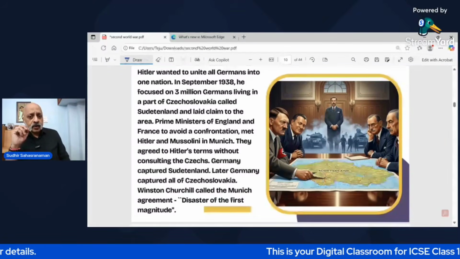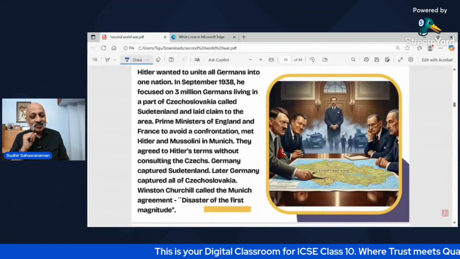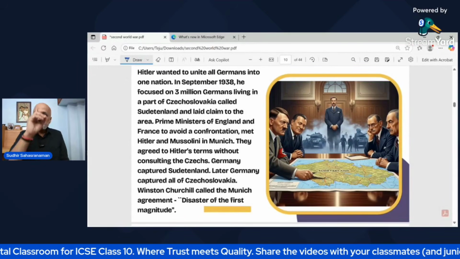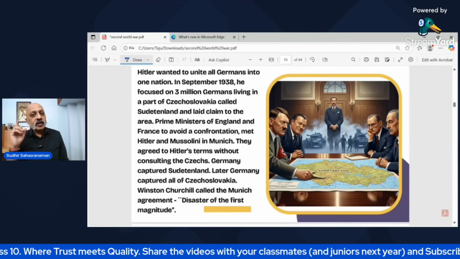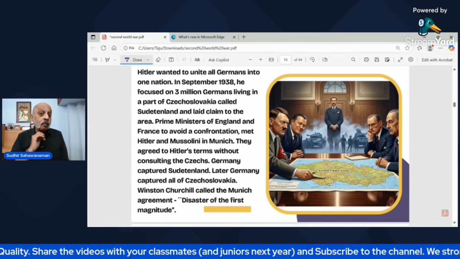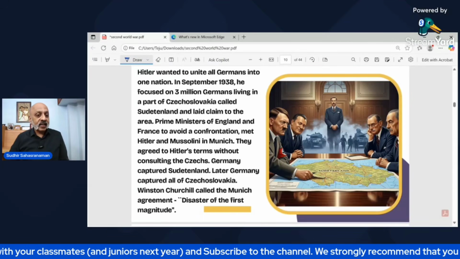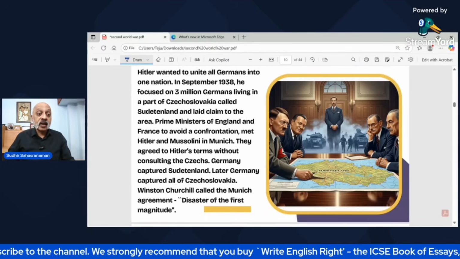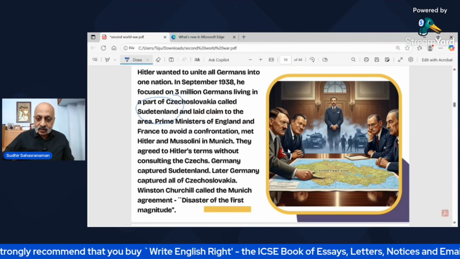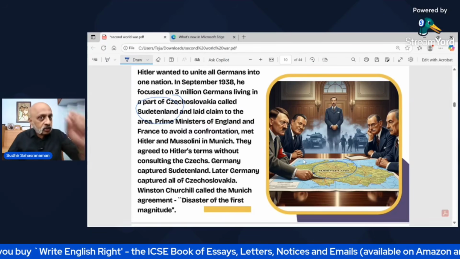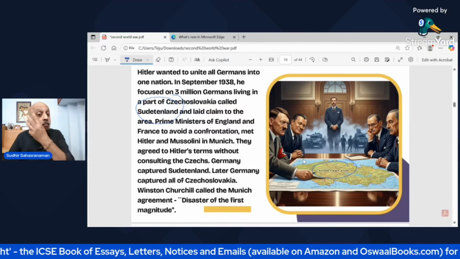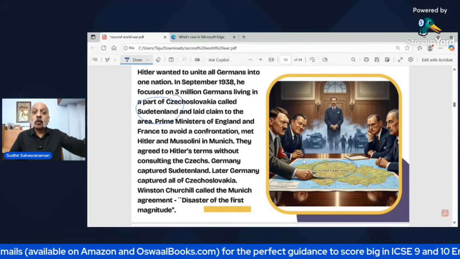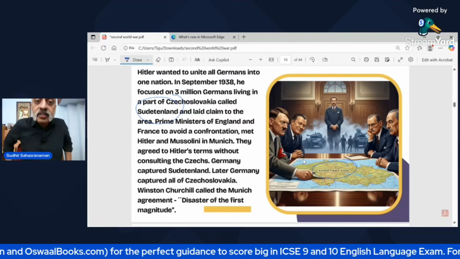Now, what exactly happened now? Now Hitler and Mussolini on the left-hand side of the illustration. So Hitler wanted to unite all Germans under one nation, that it should be all Germans, one nation. So what he did in September 1938, 1 year before the official start of the Second World War, he focused on 3 million Germans who were living in a part of Czechoslovakia, which was known as Sudetenland. It is mentioned here in the map, right? He focused on this particular region where there were 3 million, that is 30 lakh Germans staying. He said they are Germans, so that should be German territory. Why should it be under Czechoslovakia?